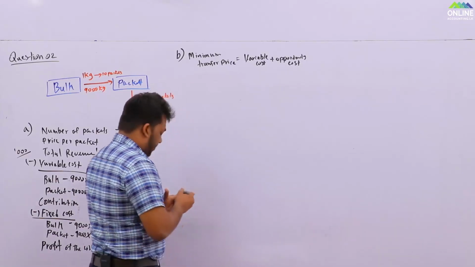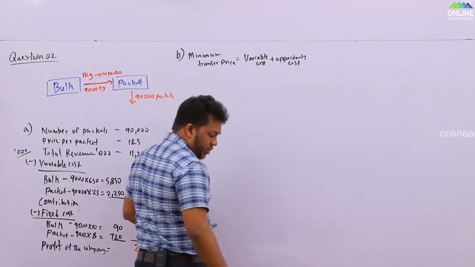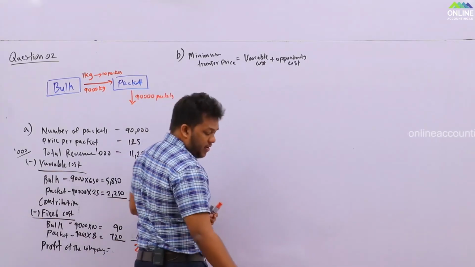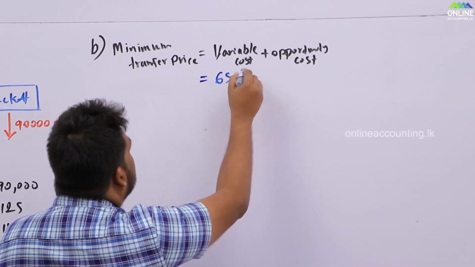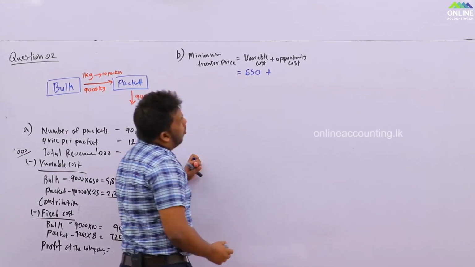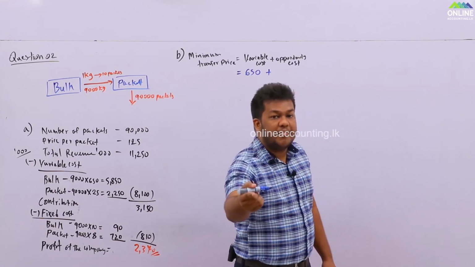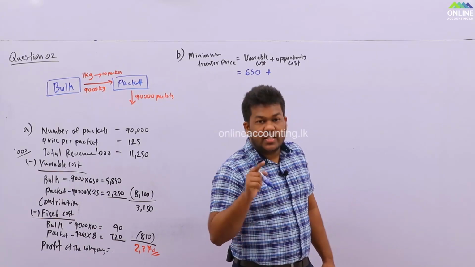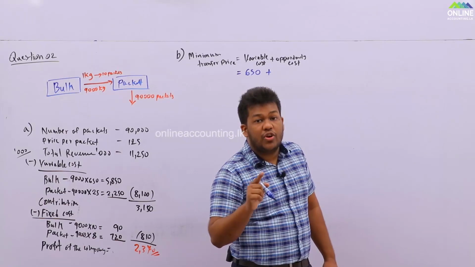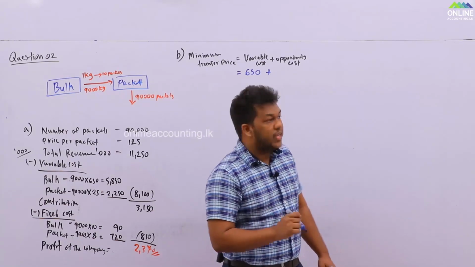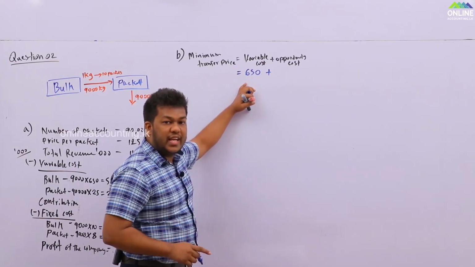So here, variable cost is how much? Variable cost is 650. What is the opportunity cost? They could sell this to the external market at how much? It is given in the table. It says 750. Selling price per kilogram to the outside market is 750. But currently they are selling at 650.